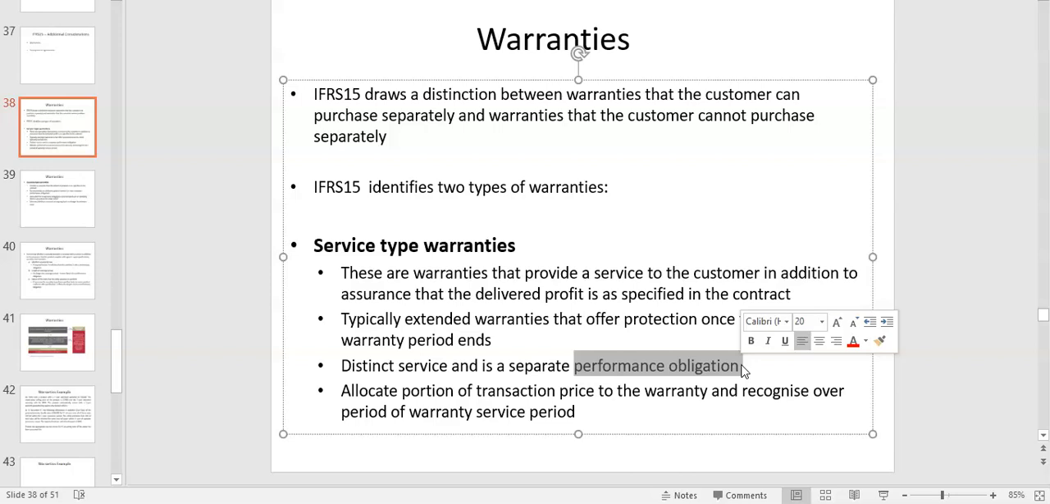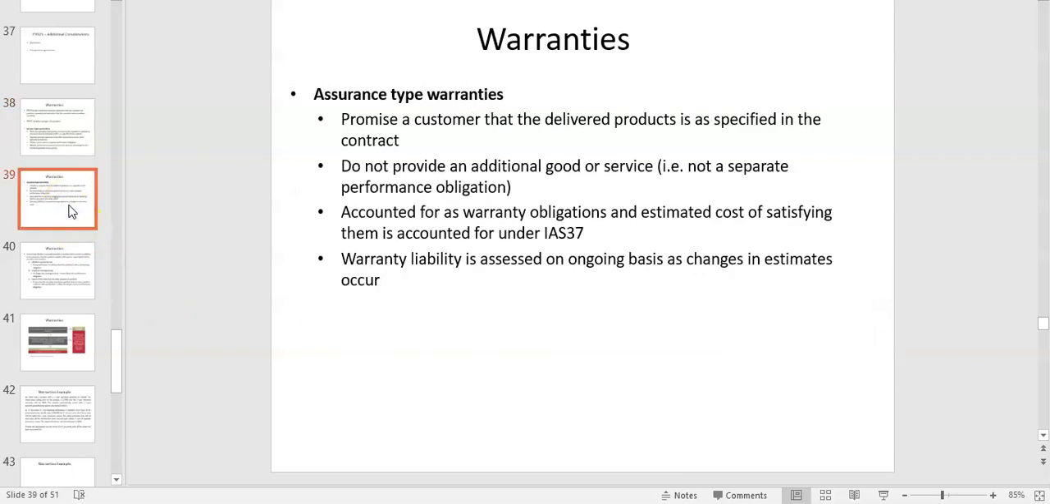Now, the key thing to distinguish a service warranty is that it offers something that is separate to the underlying product. That you can buy the service warranty. You'll often go into shops and be asked, do you want to buy an extended 3-year warranty? Or you can have the normal 1 year that comes with it anyway. That extra 2-year warranty, that's a service type warranty. The assurance type warranty, as the name suggests, it gives you assurance. So it promises a customer that the delivered product is as specified in the contract. It doesn't give an additional good or service. It's not a separate obligation.